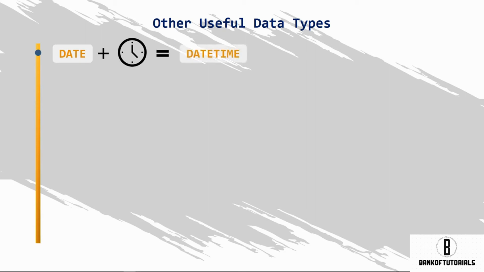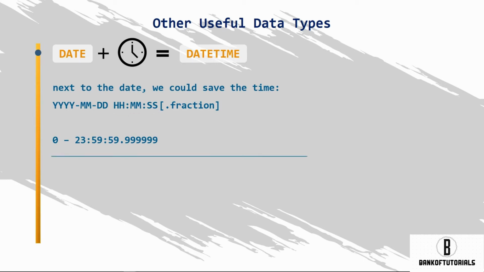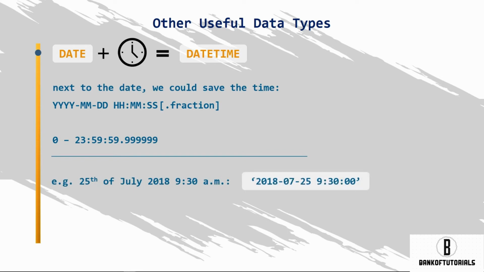If storing the date in a record does not suffice and we must store time as well, we could use datetime. Next to the date, we could save the time, shown in the following format: hours, minutes, and seconds. We can even have fractional seconds, up to microseconds with 6-digit precision. The range of this data type is like that of date, with the difference being that the hours can go from 0 to 23, 59 minutes, 59 seconds and 6 times 9 microseconds. An example of a data value of this type would be the 25th of July 2018, 9:30 in the morning.